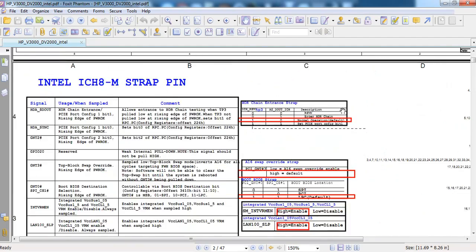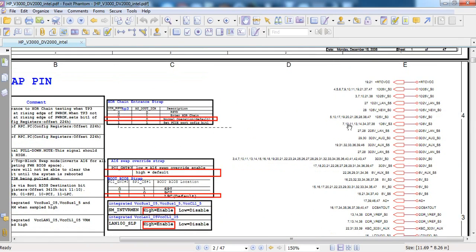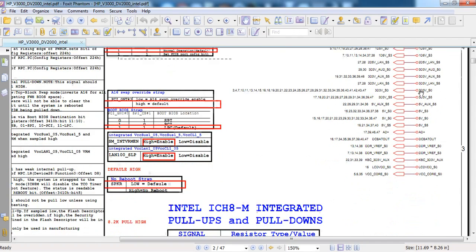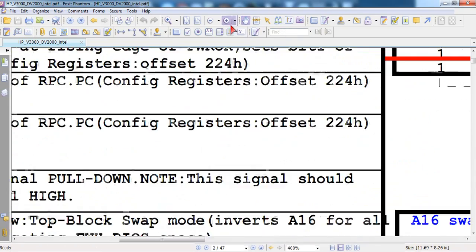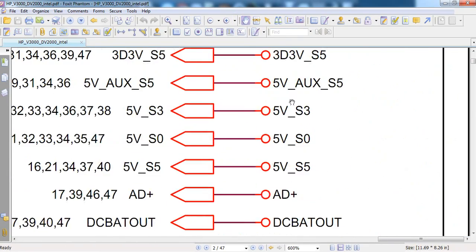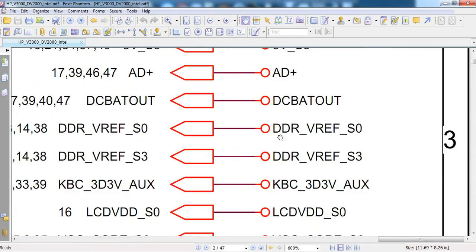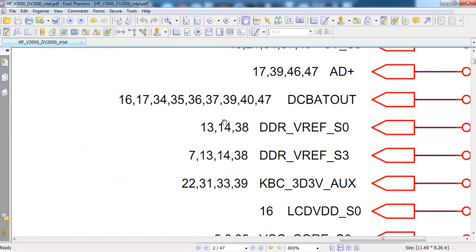Let's see the schematic diagram next. These are all the voltages. Okay, RTC VCC is from your RTC battery. This is the first voltage, DC bat out, and this voltage goes to page number 16 to 47. Page number 16, 17, 34, and so on to 47.